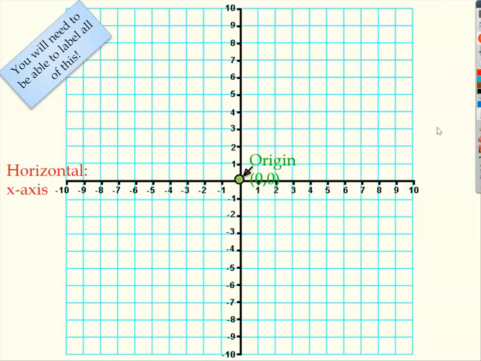We have this axis right here, which is called the x-axis. It is the horizontal axis. It is all your x values. Okay? The vertical line, the vertical axis that we have here, that is called your y-axis. Okay? Then we have quadrant 1.